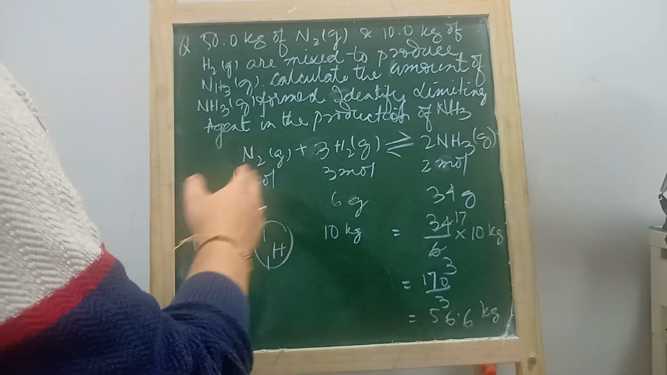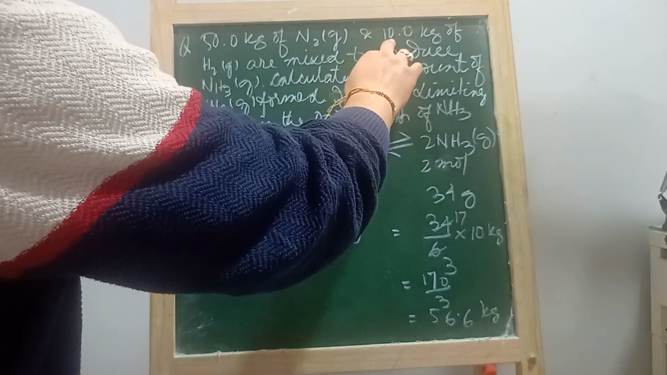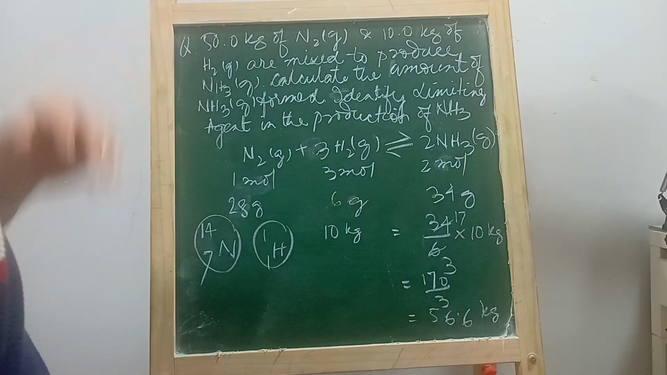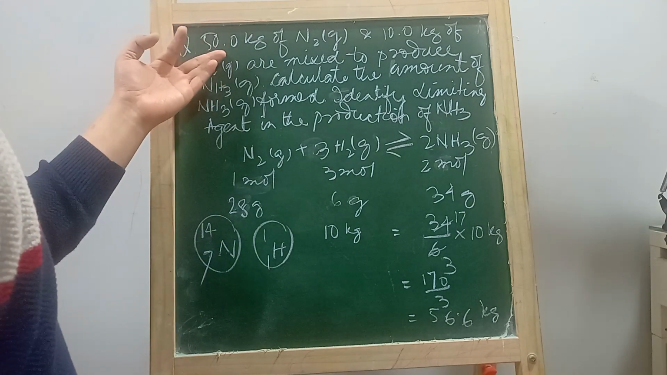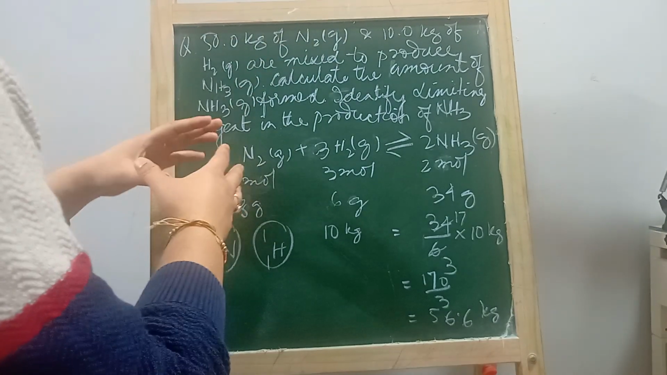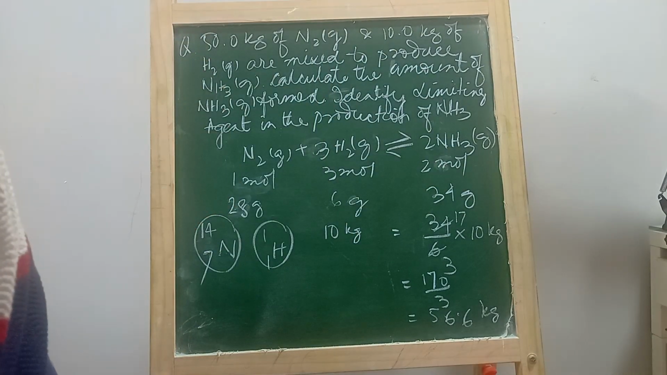The ratio is not exactly 1 is to 5, it is exactly 1 is to a little less than 5. So 5 times 10 is how much? 50, but it will be a little less than 50 that is required for 10 kg of hydrogen. But we have 50 kg, which is exactly 5 times. So nitrogen is present in more amount than required. So all the hydrogen will be used up, and a little bit of nitrogen will be left out.